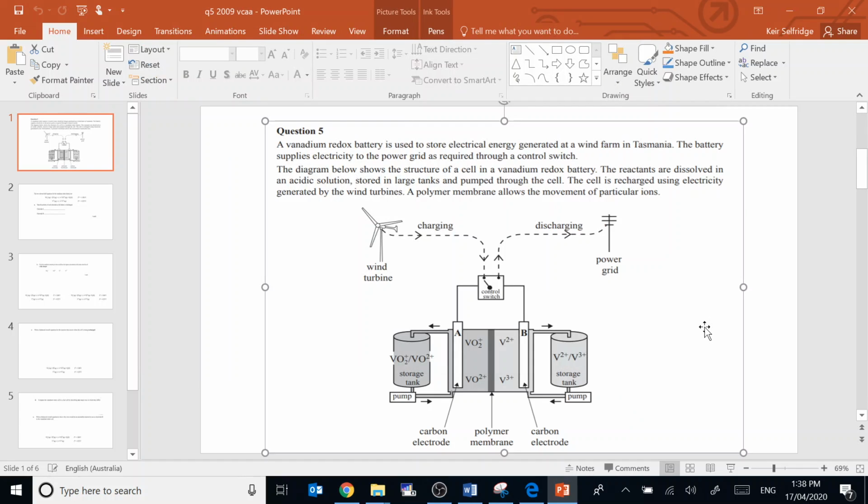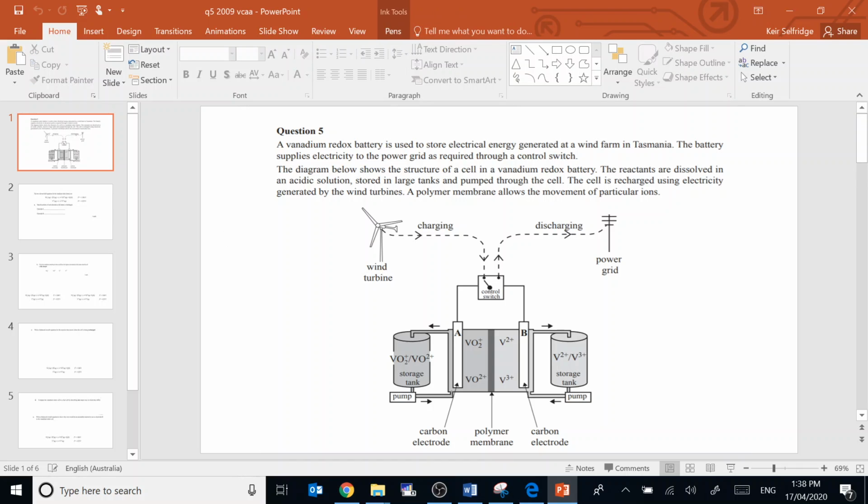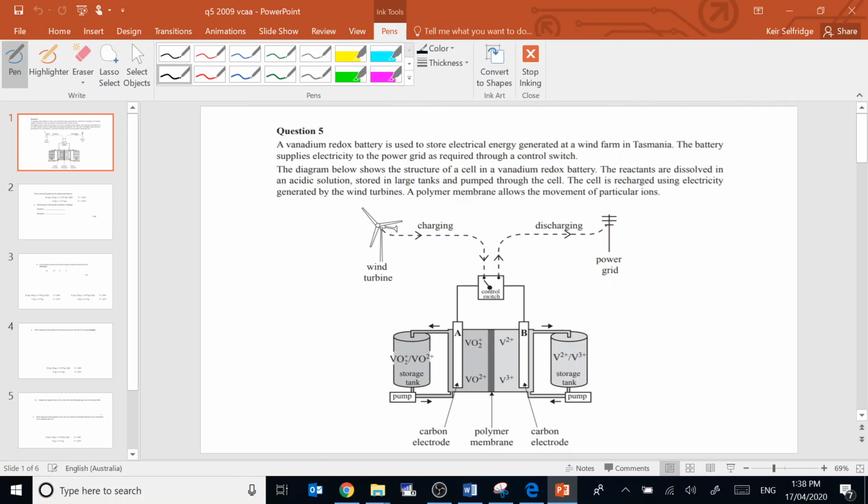Okay, guys, this is a great question. It's from a 2009 exam. Even though it's a little bit out of date, this question could easily pop up in your exam because it is a fantastic question. It's a really common question as well, because it's showing a battery. It says up here a battery. It's showing a battery which is charging and discharging.